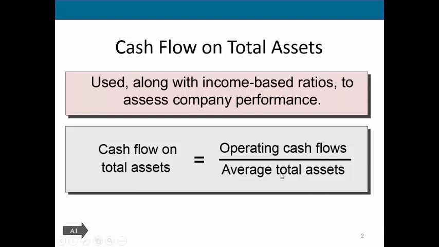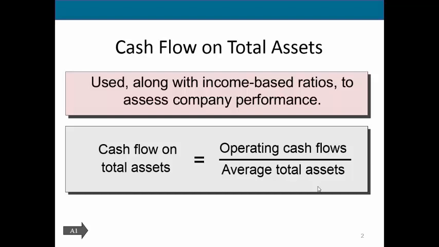All we do is we take our operating cash flows, so that first section of our statement of cash flows from operations, and divide that by our average total assets. What we're doing here is saying, based on all the investments we've made in our company, so our average total assets, that's going to include both current and long-term assets, what are we doing with those assets? Are we actually producing positive operating cash flows?